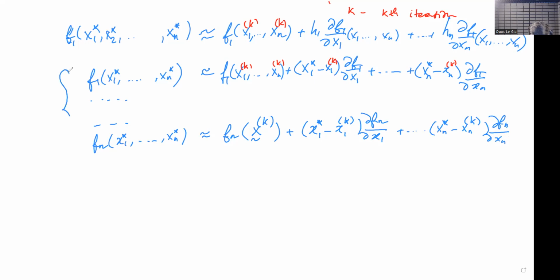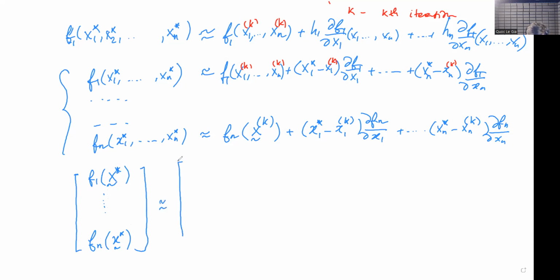So see, this one is just a system of nonlinear equations. Well, actually it becomes linear, right? Because everything is just, I can split it up into a vector. So if I write the left-hand side, I write this one as F1, and this one I just compress into a vector notation. So f1 of x star, dot, dot, dot, fn of x star vector, equals f1 of x to the k. Remember now it's a vector, so x to the k is a vector, and fn of x to the k.